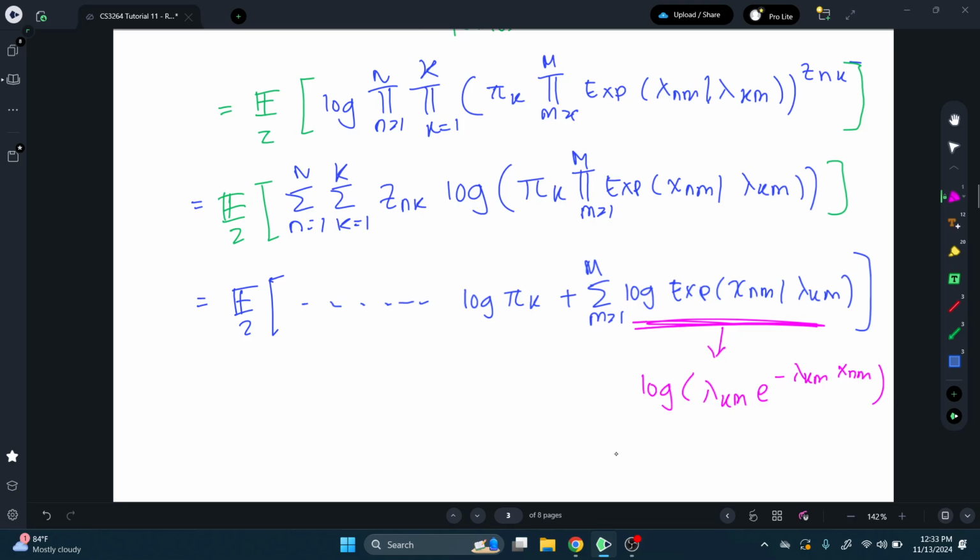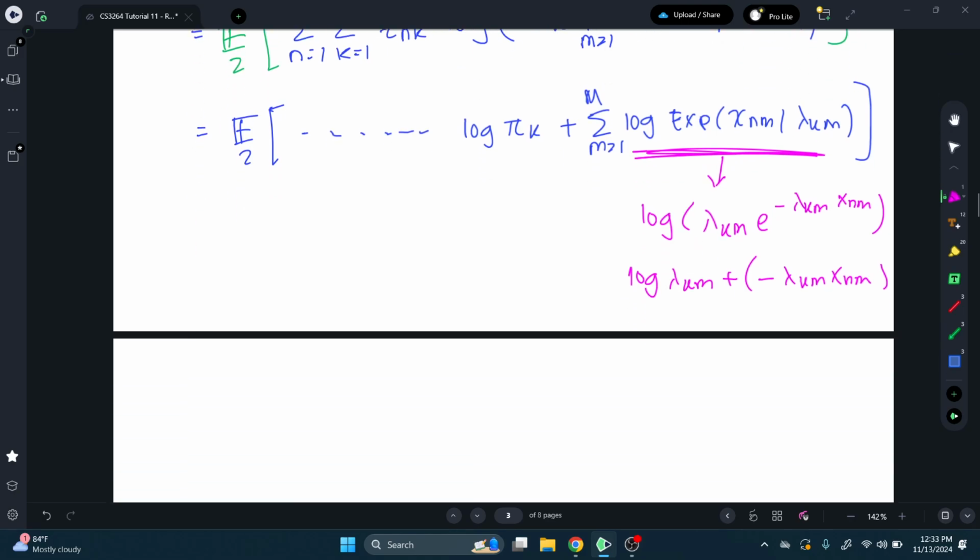Okay, so if I take this log now, this will just become log of lambda km plus negative lambda km x nm. I just apply the log directly here. So for products, I can separate down to the log of lambda plus the log of the exponent term. The log of an exponent is just whatever is on top of the exponent value.